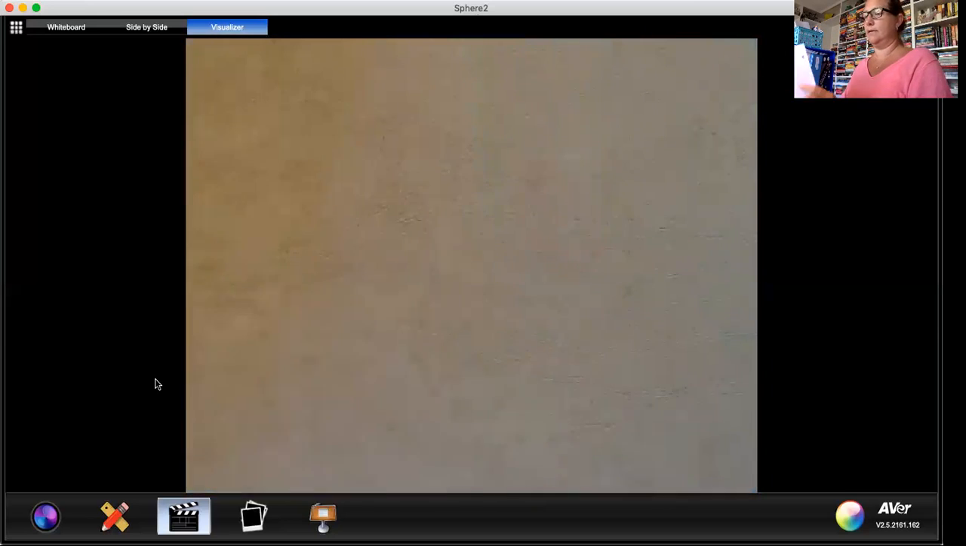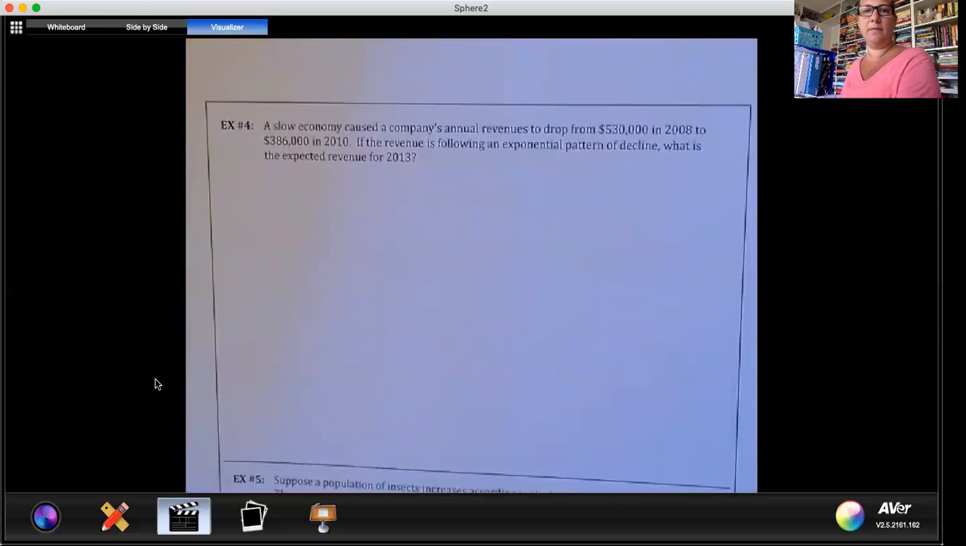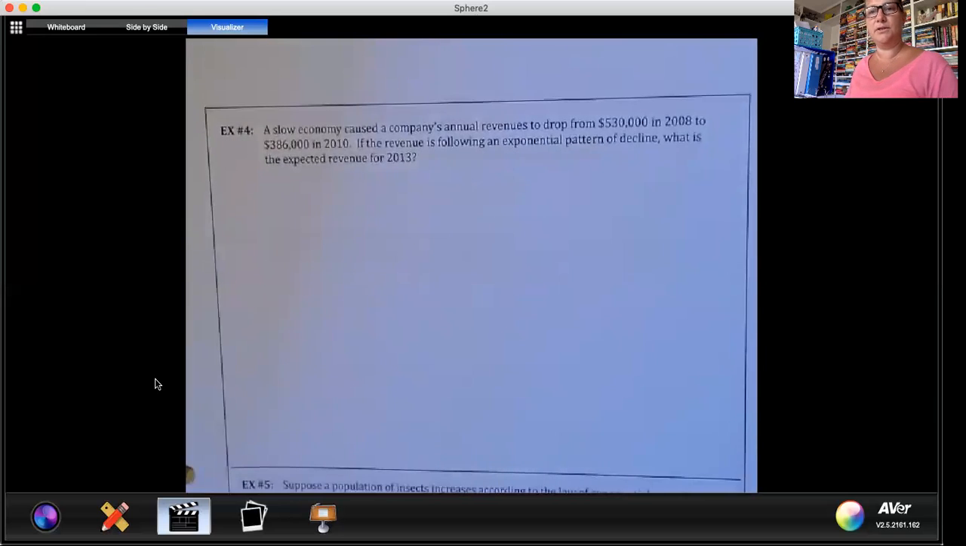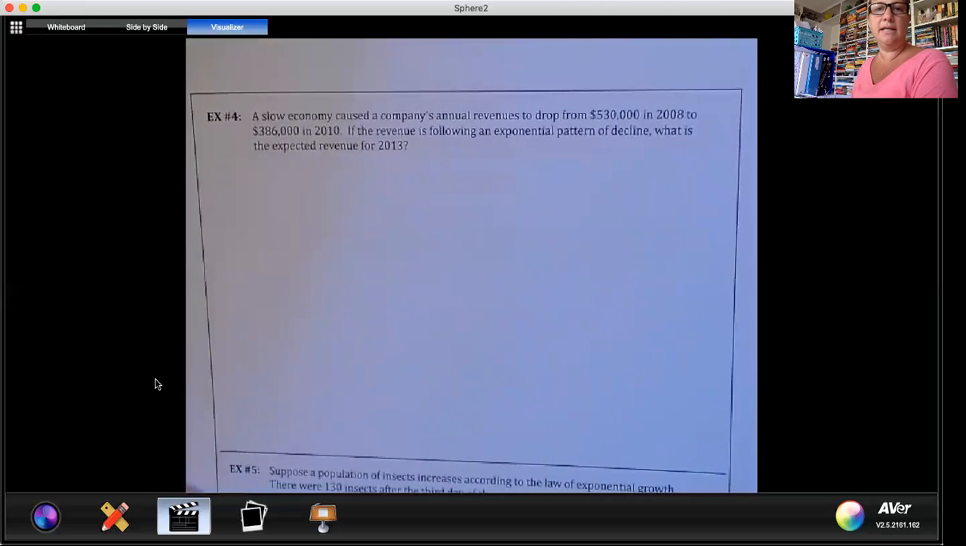All right, taking a look at number 4. A slow economy caused a company's annual revenues to drop from 530,000 in 2008 to 386,000 in 2010. If the revenue is following an exponential pattern of decline, what is the expected revenue for 2013? Feel free to pause your video and try it if you'd like.